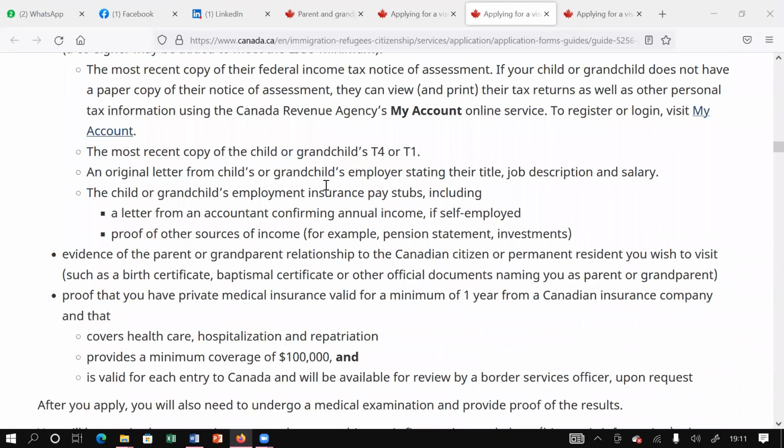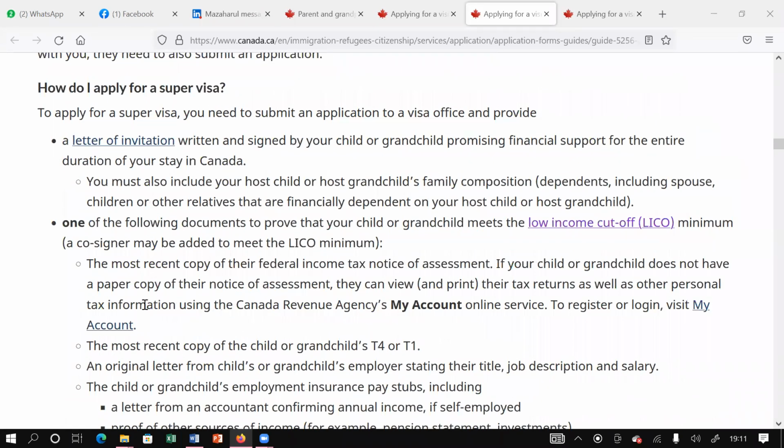So let me correct another point. Prove that you have private medical insurance valid for a minimum of 1 year. So that means from the date you have 1 year validation for the health insurance. So immediately when you have valid health insurance, then you can apply for super visa, no issue, but its validity has to be 1 year from that date. So these are the 4 pieces of information.